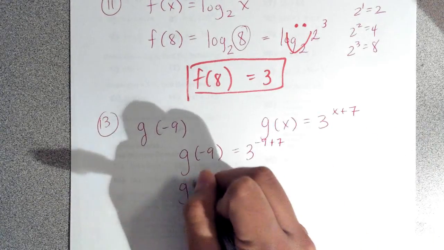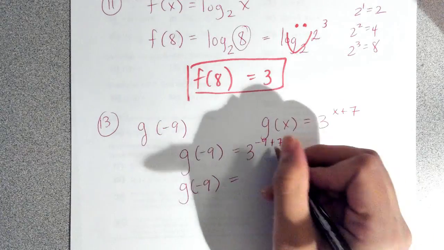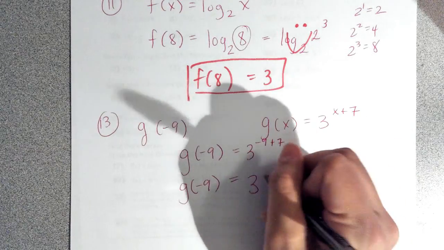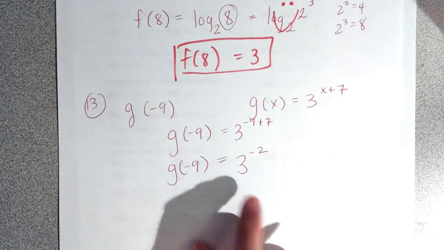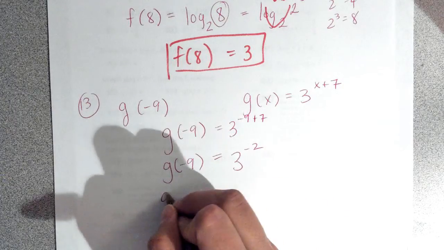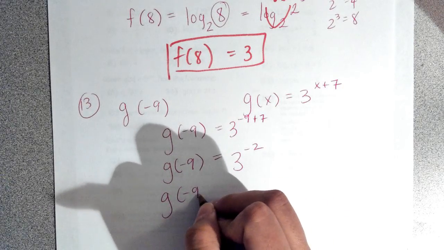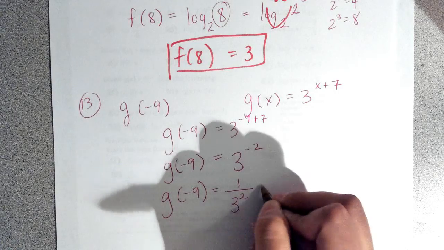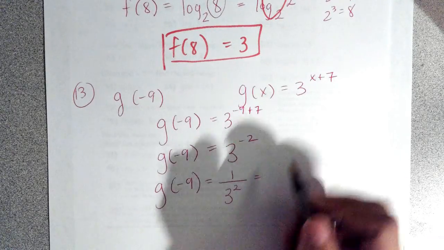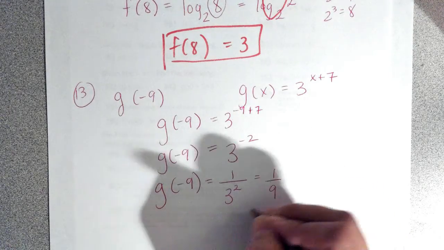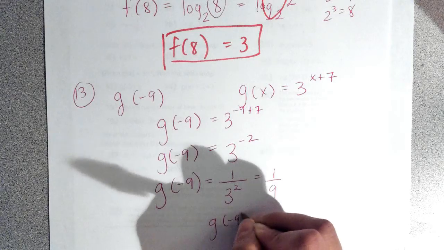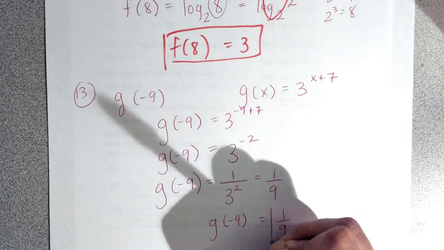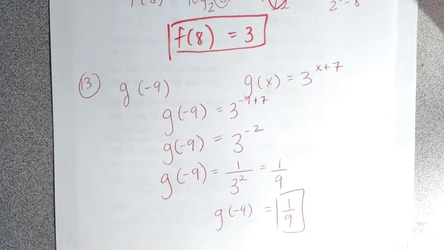So now you get negative 9 plus 7 is negative 2. Now 3 to the negative 2 power, I need to make that positive, so I'm going to bring it down. So it becomes 1 over 3 squared. And 3 squared is 9, so my answer is 1/9. So g of negative 9 equals positive 1/9. There we go.